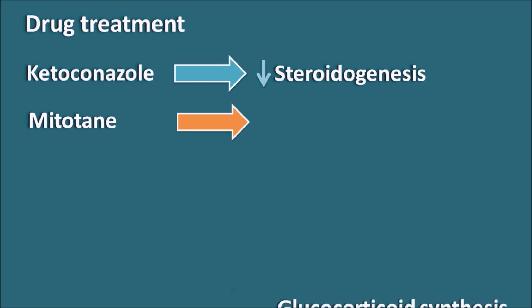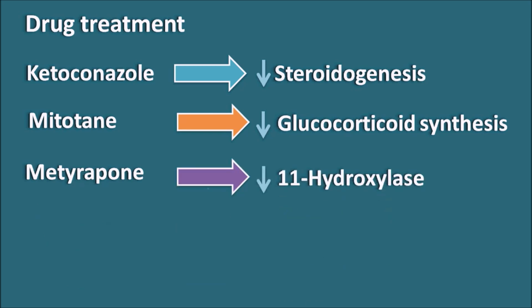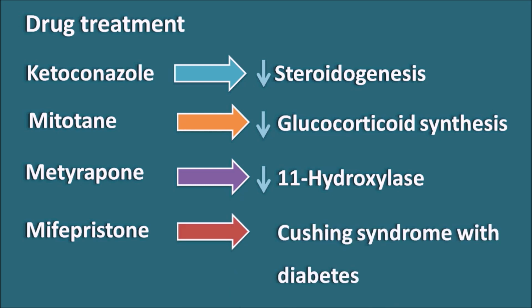Mitotane is another drug which decreases glucocorticoid synthesis. Metyrapone is another drug which inhibits the 11 beta hydroxylase enzyme, which is responsible for the synthesis of glucocorticoids from cholesterol. In this way, metyrapone inhibits corticosteroid synthesis from cholesterol. Mifepristone. Mifepristone is actually an anti-progestin antagonist, and it can be used in patients having Cushing syndrome along with diabetes. So these are the 4 drugs which are used for the treatment of Cushing syndrome.